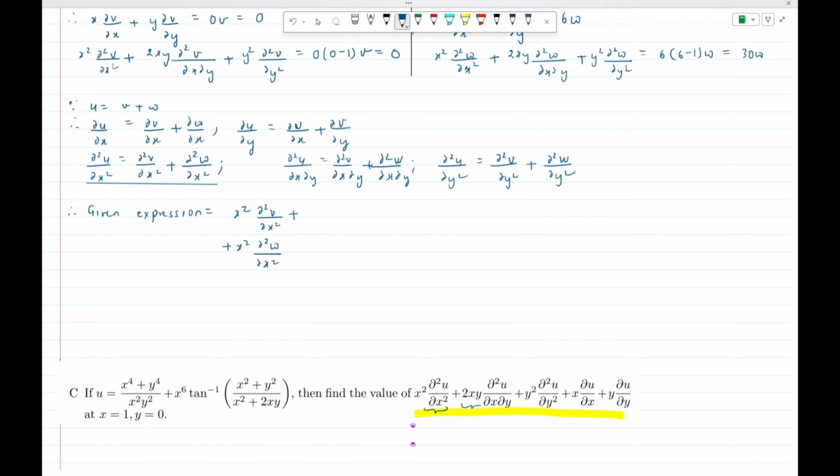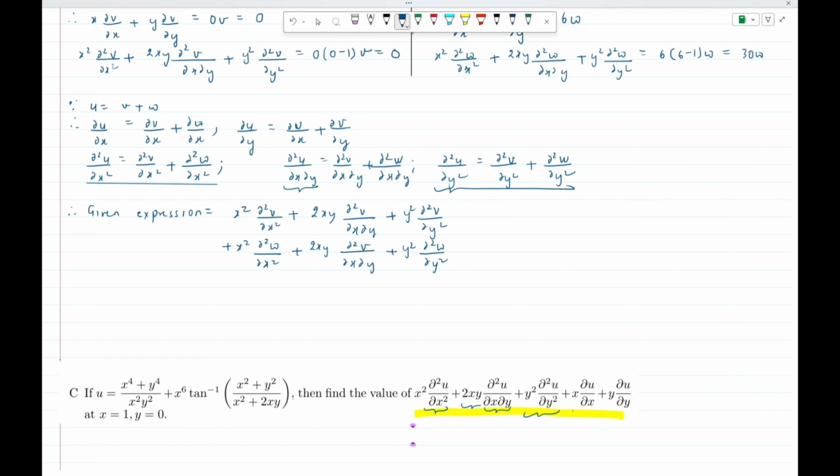Now we have got 2xy, so plus 2xy. Then we need del square U over del x del y, which is here. So it is going to be again del square V over del x into del y, and the other term I will write it down. And then we have got y square into del square U over del y square, which we have got over here. So this is going to be y square into del square V over del y square plus y square into del square W over del y square.